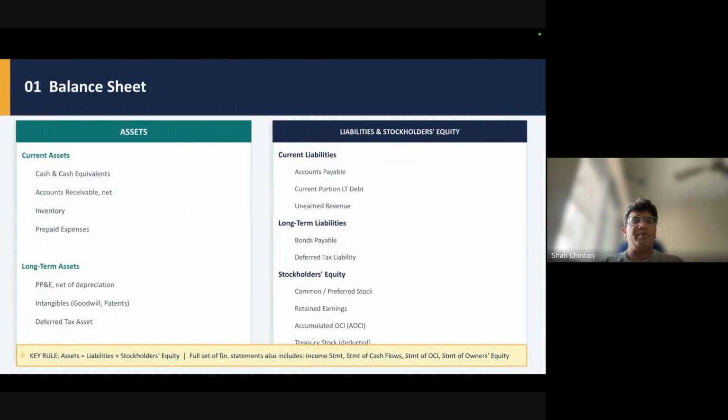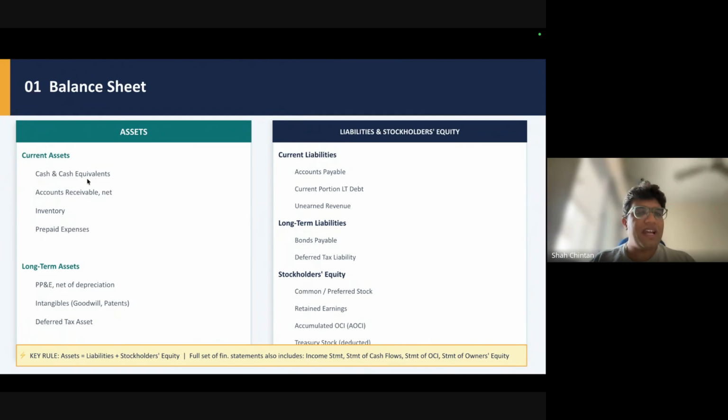So let's begin with the balance sheet. This is a typical format of the balance sheet under US GAAP. You start on the left-hand side at the top with assets. The right-hand side is generally your liabilities, followed by your stockholders' equity. In assets, you start first of all with current assets. In current assets, this is the typical format which you follow.